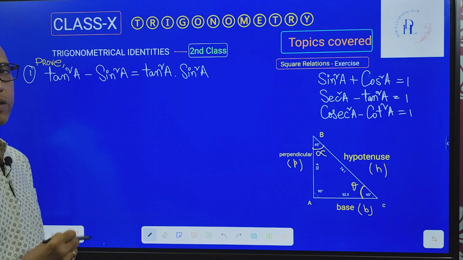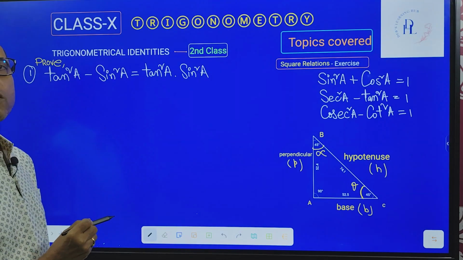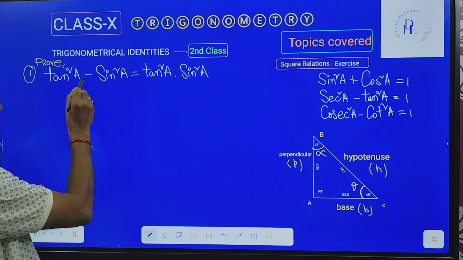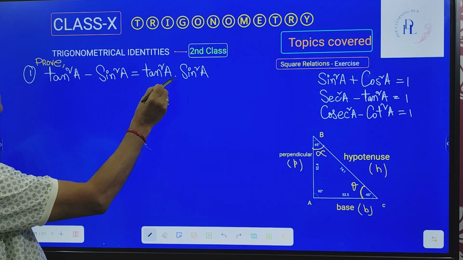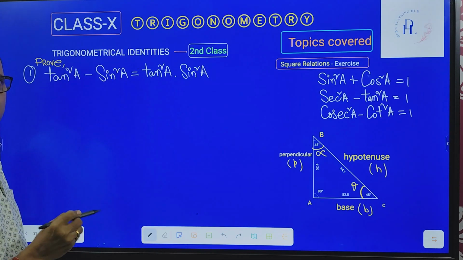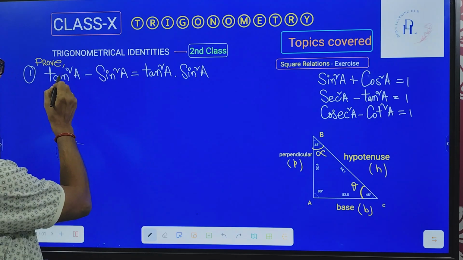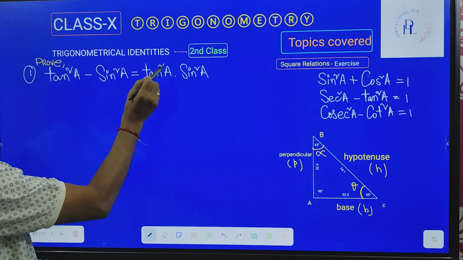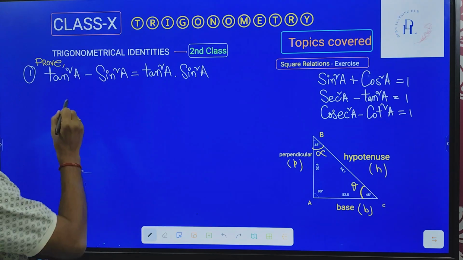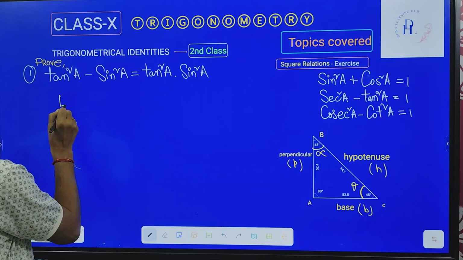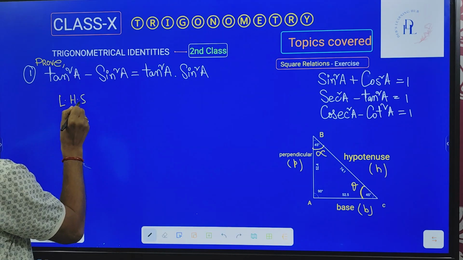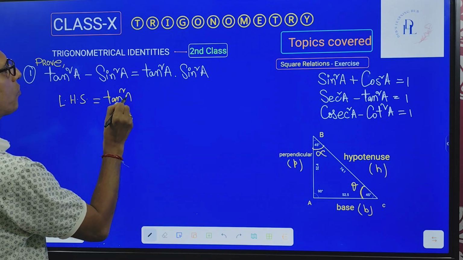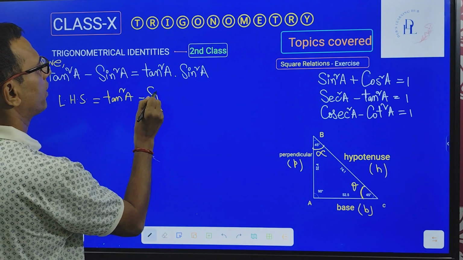What did I say in my first video? Try to start from the complicated side. Tan square minus sin square equals to tan square into sin square. This side it is minus and this side it is a product. That means definitely, on this side it is tan square A, and this side also it is tan square A and sin square A. Now what you can do here, start from the left hand side: tan square A minus sin square A.